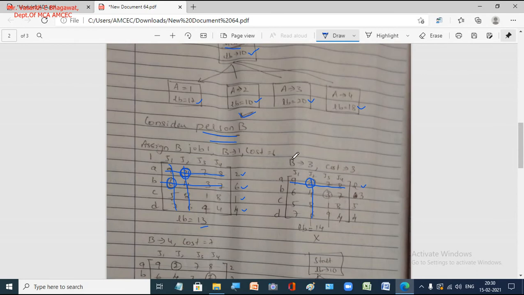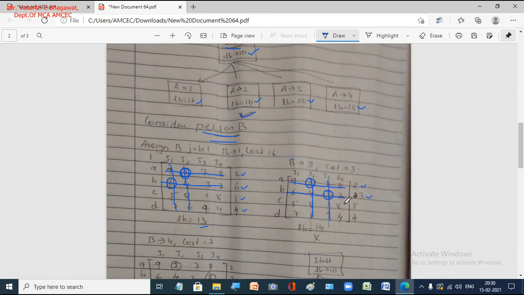Job 3 is assigned to B. When you assign job 3 to B, what is the cost you are going to have? We will circle this. Job 3 is assigned to B, so what is the cost? 3. So you will write down 3 here. Since you have assigned this job, you strike this entire row and this column.